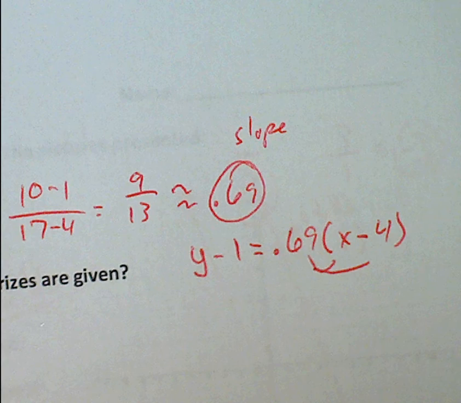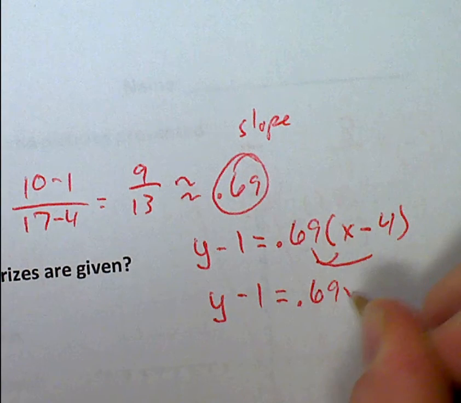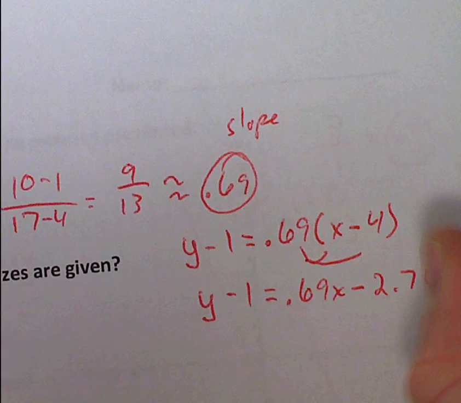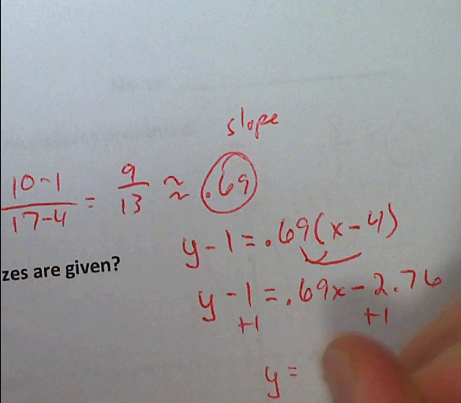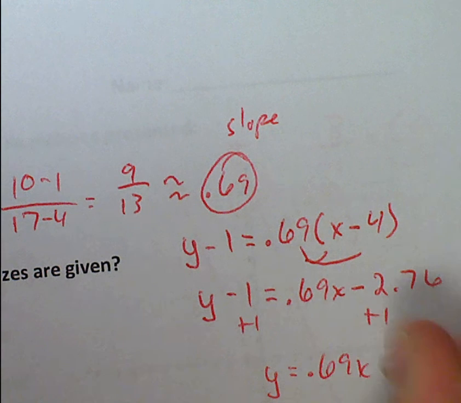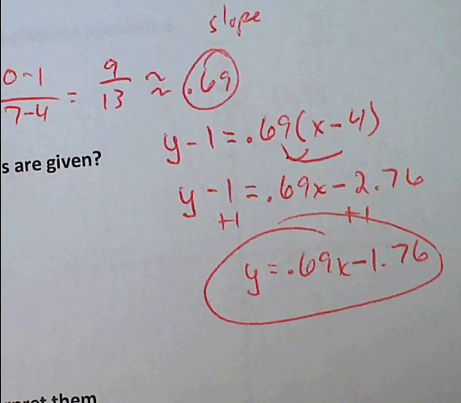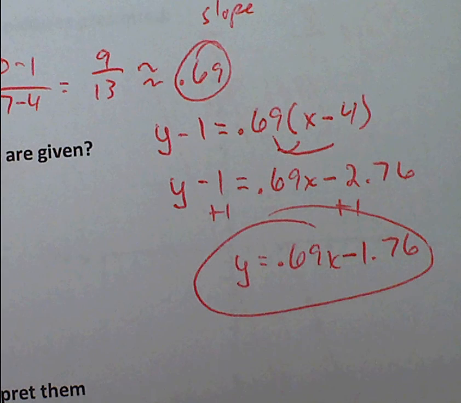I go ahead and distribute. y minus 1 equals 0.69x minus 0.69 times 4, which is 2.76. Add 1, I get y equals 0.69x minus 1.76. There is my equation of line of fit. Now remember, yours doesn't have to be identical to mine, but it does need to be close.